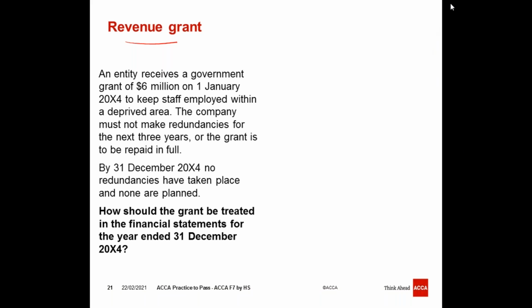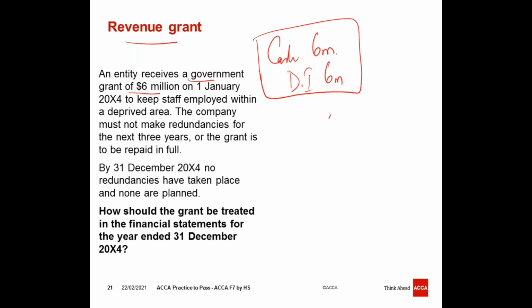So let's discuss this point. An entity receives the government grant of 6 million on 1st January. The company has received the government grant of 6 million. So the accounting entry will be cash debit and deferred income credit. This will be recognized as unearned income.